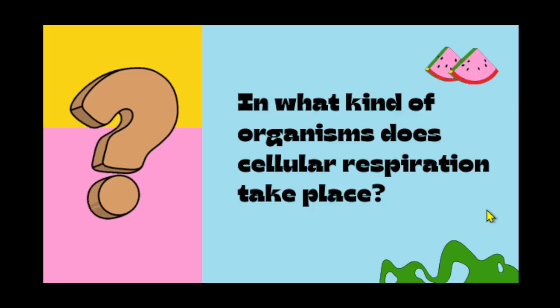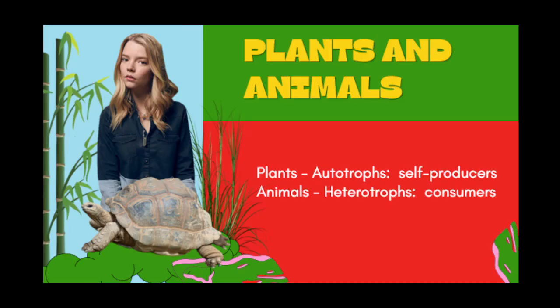Now, it is a process, right? So what kind of organisms does cellular respiration take place? Let's see. Cellular respiration occurs in both plants and animals. So for plants, we know they are autotrophs, meaning they can feed themselves, they are producers, and animals, which includes humans like us, we are heterotrophs, or we are consumers. So we all do this process. And we know that these organisms, we are all made up of cells, right? That's what we've been learning so far.